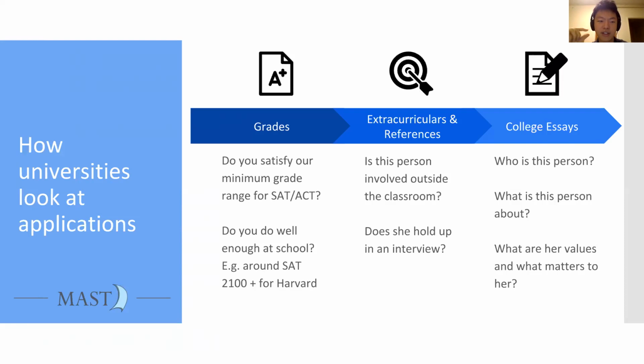And this is the final stage and one of the most important stages, where they'll start looking at your college essays and your references. So in your college essays, you want to learn a few things. I'll talk more specifically about this later. But it's about who is this person, what is this person, and what are the values that matter to this person. So we'll walk through each step of the way in this process to see how you can maximize your chances of getting past each stage.